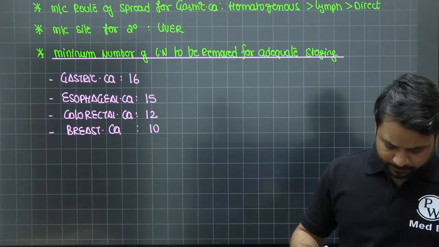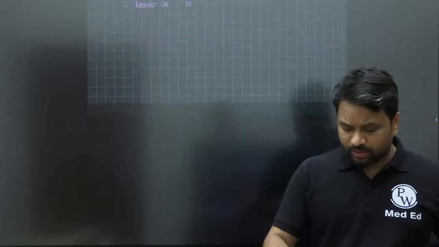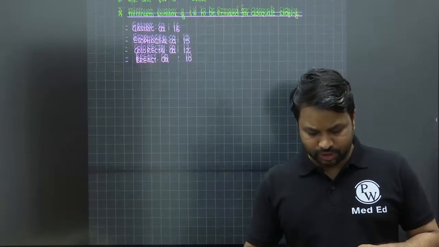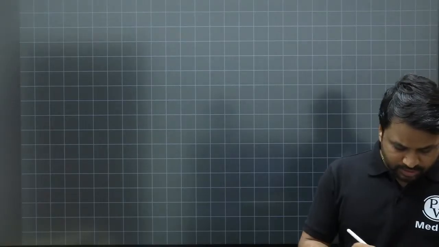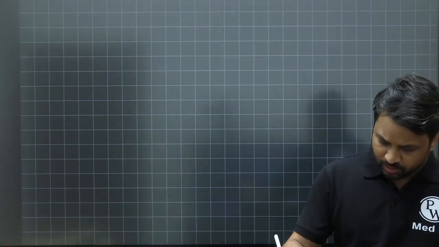Now, let's talk about the stage-wise management, right? Basically, we have two components where you have resectable gastric cancers and unresectable gastric cancers. Now, either way, the surgery is the mainstay. So the surgery depends upon the location, right?